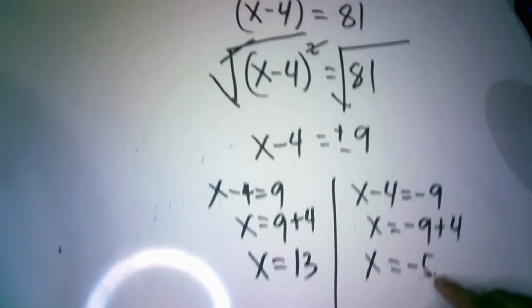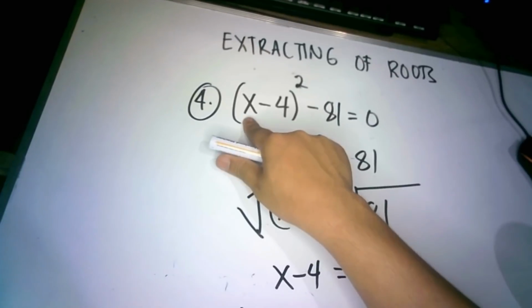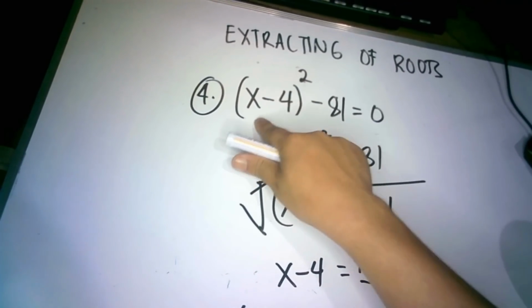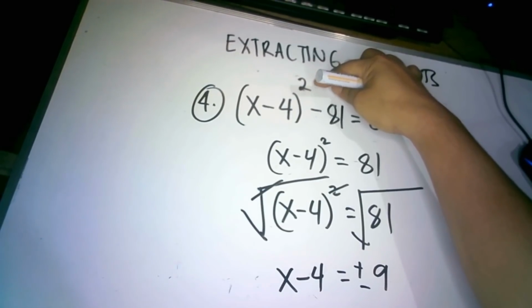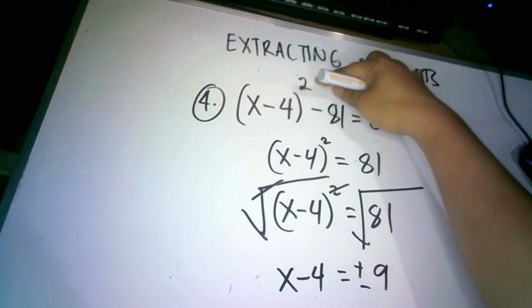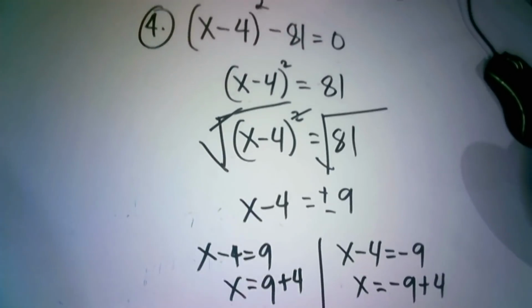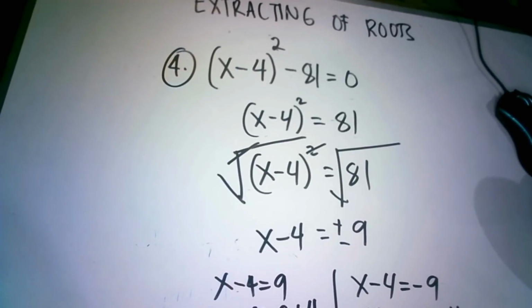Negative 5 is the second value. If we substitute negative 5, it becomes negative 5 minus 4, which is negative 9. What is negative 9 squared, which is positive 81. 81 minus 81, which is equal to 0. If you are going to use your mental math, even without writing it down, as long as you know the process, it is easy to solve.